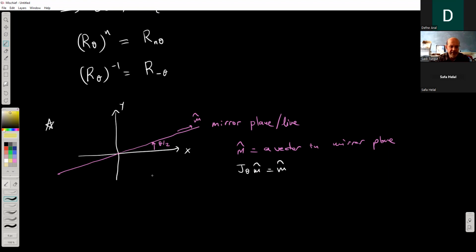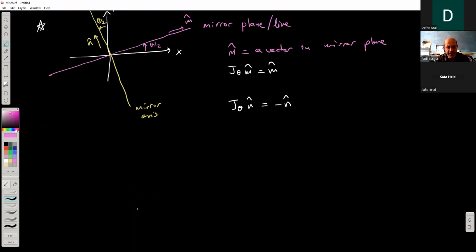On the other hand, there's a perpendicular direction in here. Sorry, let's just show it like that. In that case, that angle is theta over 2. I'm going to call this the mirror axis. If I call this a unit vector along that direction, then J theta applied on a vector on the mirror axis is going to change its direction. So we just take the mirroring along the axis, which I'm going to do in here in the last minutes perhaps.